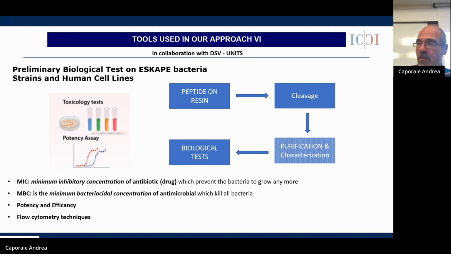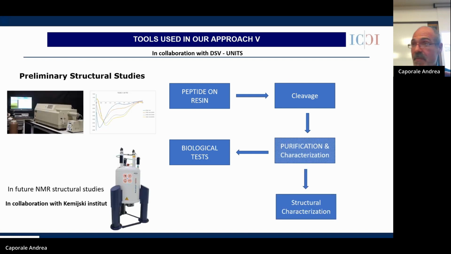We are in collaboration with the university. The group of antimicrobial peptides is able to do all the preliminary biological tests on peptides against bacteria strains and human cell lines. They are able to do minimum inhibitory concentration, minimum bactericidal concentration, potency, efficiency, and toxicity, and all analysis using flow cytometry techniques. Then you observe the SPR, and the SPR we are able to do in our group with my colleagues, so we can integrate all the experience.